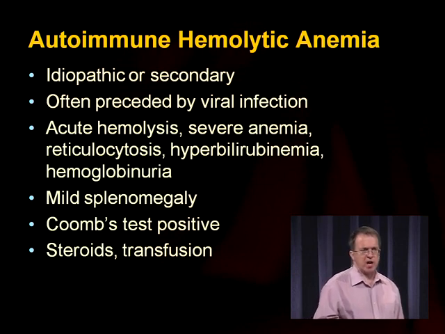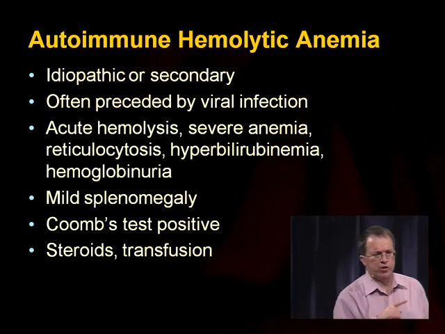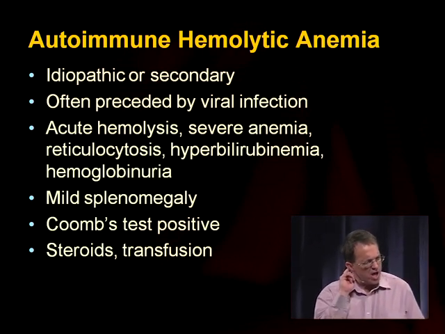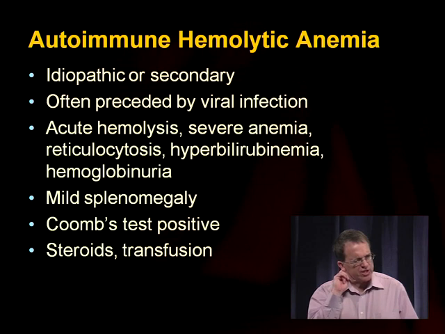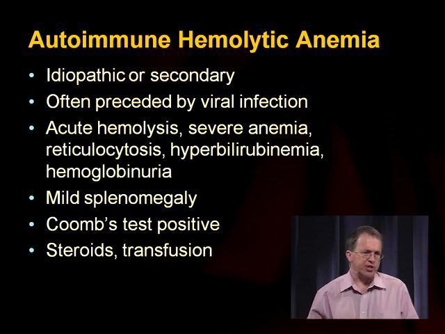It's characterized by very acute hemolysis, usually a severe anemia, a profound reticulocytosis, though I want to caution you, probably more as clinicians than as test takers, that just because the reticulocyte count isn't really high right when you diagnose someone with a bad anemia, don't rule out hemolysis. The bone marrow just may need a little bit of time to catch up.